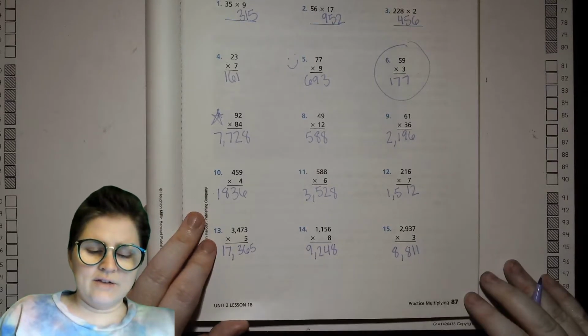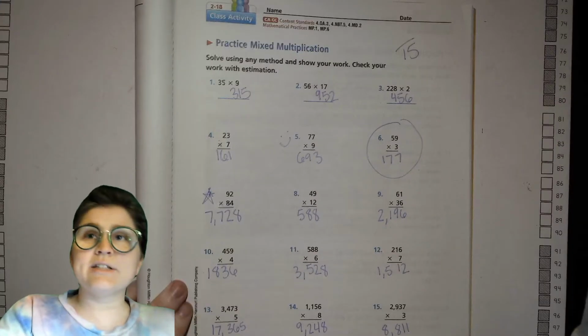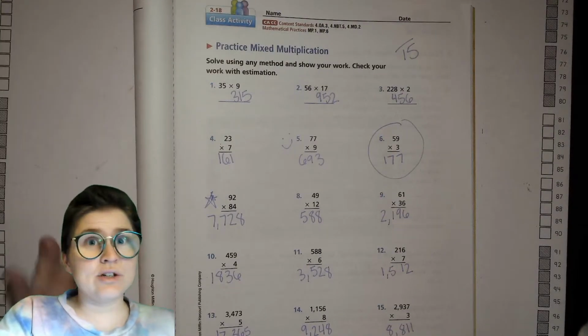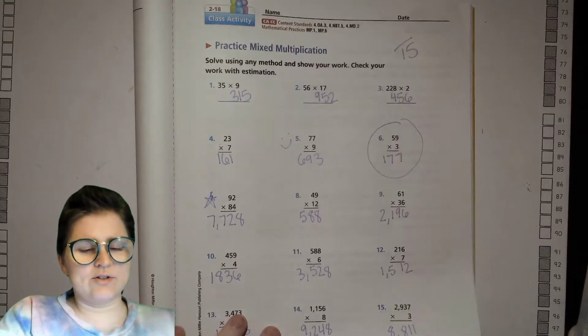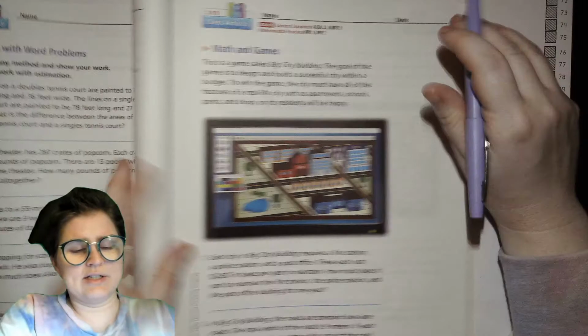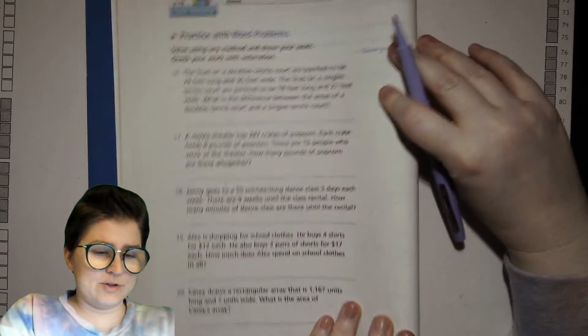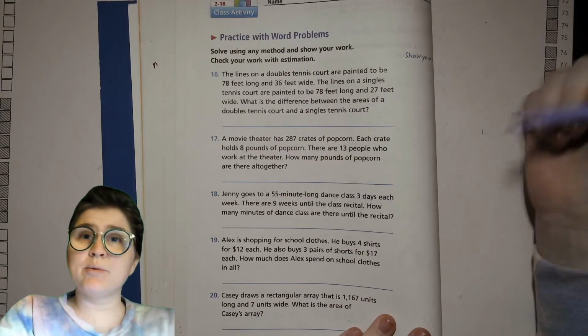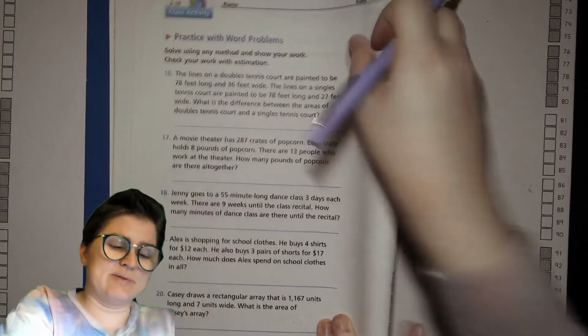If you got 15 out of 15 correct, that's awesome. If you got more than 10 out of those right, that's pretty good too. If you're getting less than 10, you need to check in with your teacher and figure out why, okay? We don't want you to continue making those mistakes. All right. Now, number 16 through 20, we're doing some word problems. I'll do a couple with you, and then we will do some correcting just like we did before.